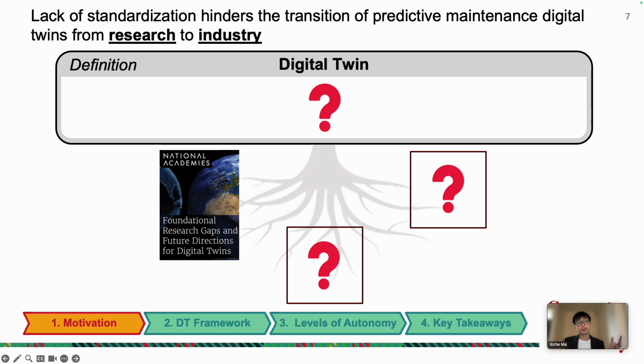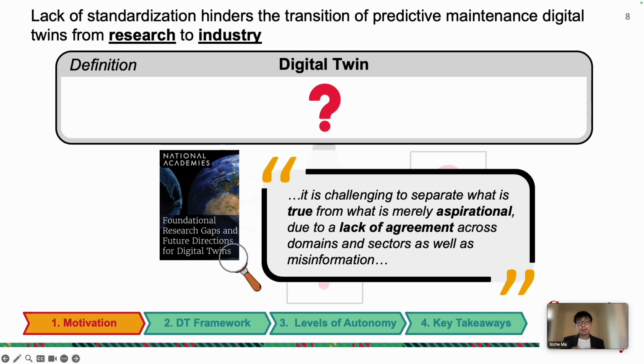And just last year, the National Academy of Engineering published a report on digital twin, which could be viewed as a white paper that, on a very high level, defines digital twin and highlights some of the state-of-the-art challenges and their potential solutions. It mentioned basically what we just talked about, which is that this lack of agreement on digital twin made it very hard to distinguish what is merely aspirational and what is a true digital twin.